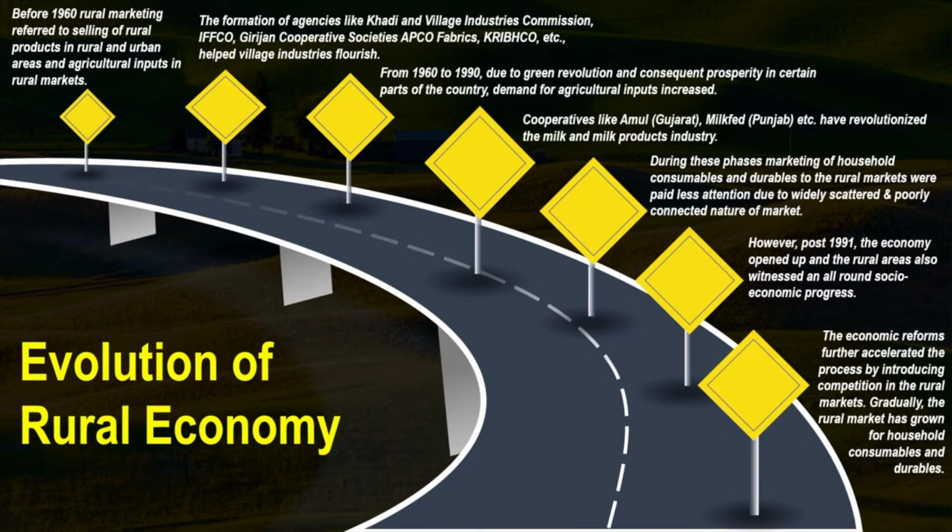Gradually, the rural market had grown from household consumables and durables also. For companies, rural marketing became a distinct activity of attracting and serving rural markets to fulfill the needs and wants of persons, households and occupations of rural people. So, now more and more attention was being paid due to the increase in infrastructure, increase in overall socio-economic progress in rural areas. A large segment of the population due to liberalization was pulled out of poverty and they became more self-dependent, they became more prosperous as a result.